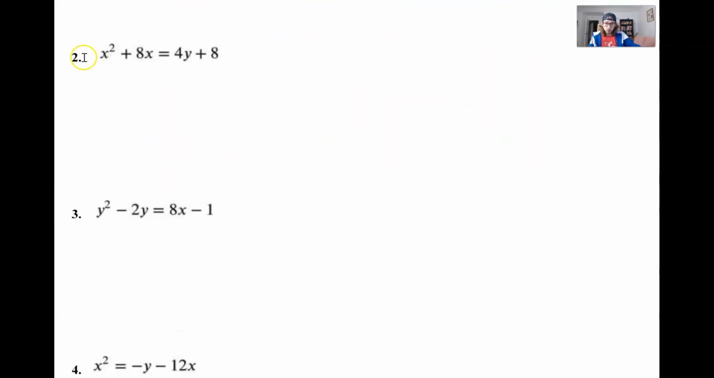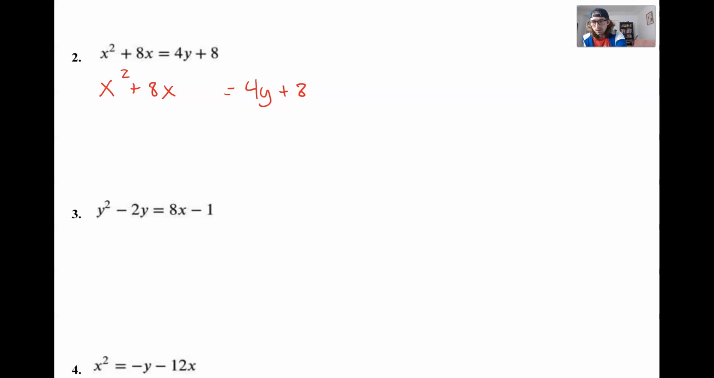So for number 2, looks like everything's already kind of separated for us. So instead of having to move stuff from one side to the other, it looks like the x stuff is on one side, the y stuff is on the other. I'm going to give myself some space, though, to complete the square here. We're completing the square with the square part, so we're only working on the x side.